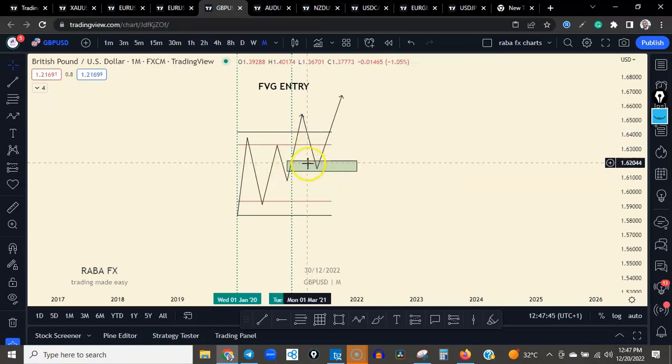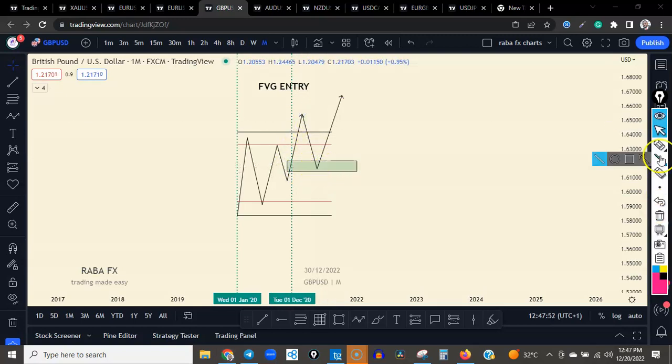So you wait for price to come to your fair value gap. Look for a rejection in this zone. Take entry at the close of the rejection candle. Stop loss either below the fair value gap or below this low. Your target, remember, all these levels are your target. It all depends on what is in front of you at the time of you taking this trade. So let's take a look at an example.